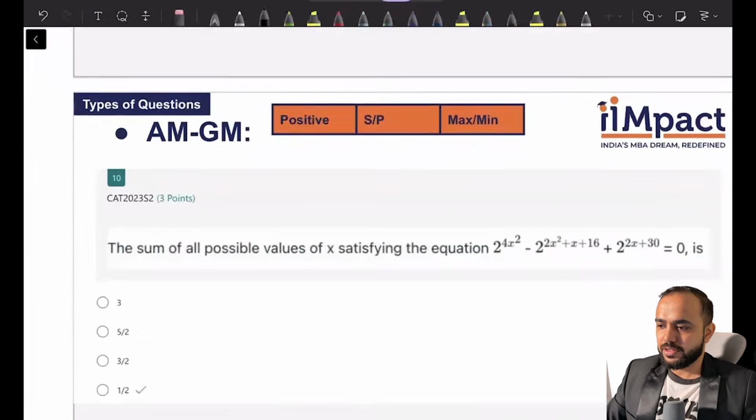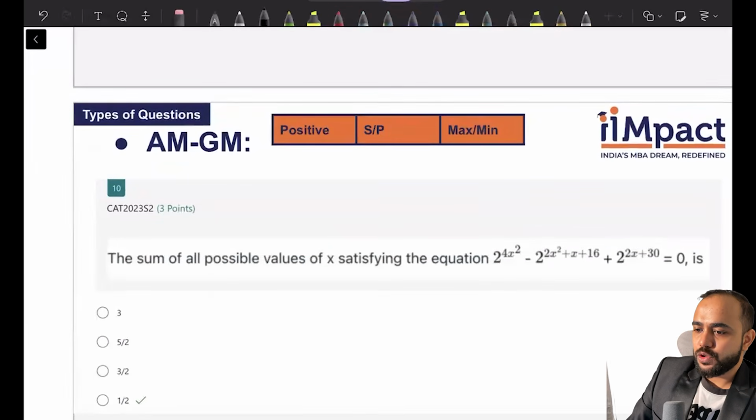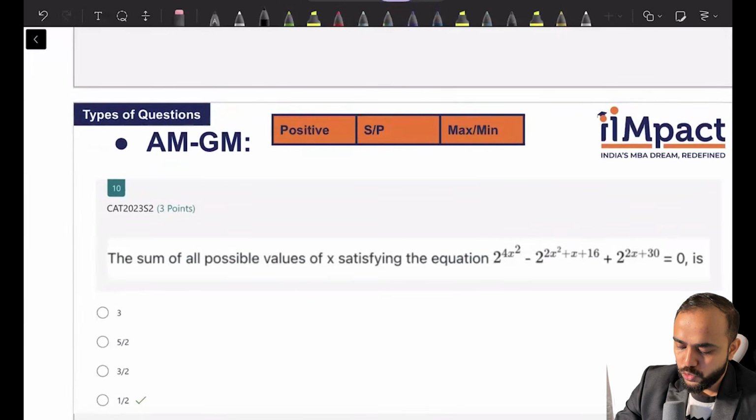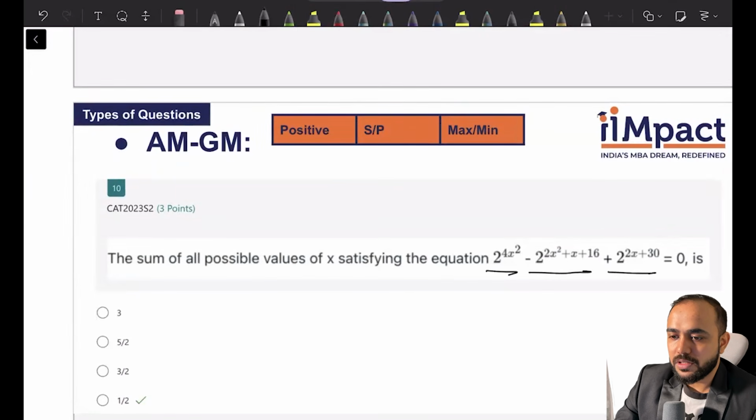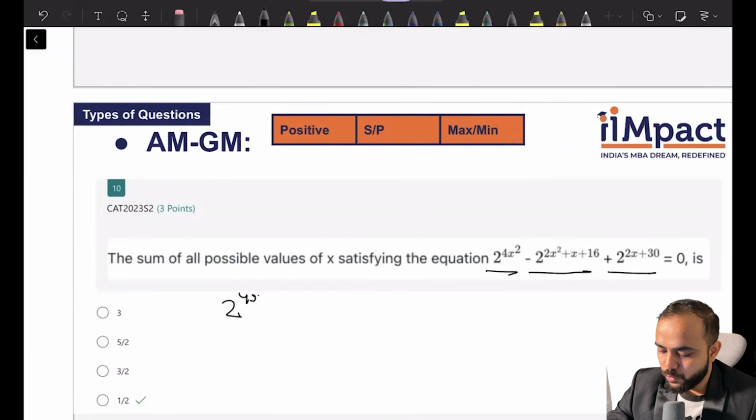Right? All right. Sum of all possible values of x satisfying the equation 2 to the power 4x square minus 2 to the power 2x square plus x plus 16 plus 2 to the power 2x plus 30 is equal to 0. Now, when we had initially discussed this question, folks, in our quiz, we had converted it into a whole square. And even I didn't think of AM-GM in this particular scenario. However, 2 to the power 4x square plus 2 to the power 2x plus 30.